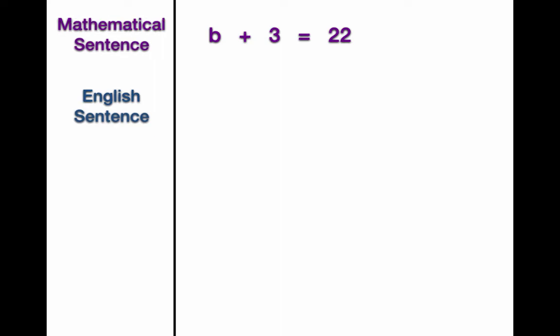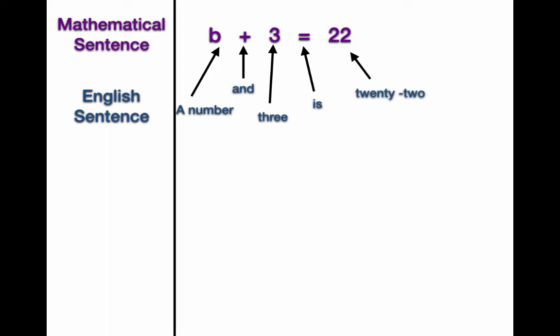And so if I was to translate this, I know B is a variable, so it's a number. I just don't know what it is. And when I'm adding it, translating that into English is like the word and. So I have a number and 3 equals 22, but equals is the word is. So here's my English sentence: a number and 3 is 22. This is why I like math. Math is short and sweet. I'd rather write b plus 3 equals 22 than write the whole a number and 3 is 22. That's kind of a lot, but there's my translation.